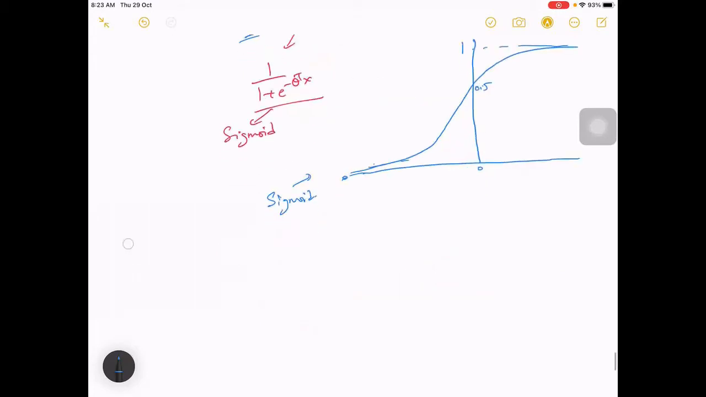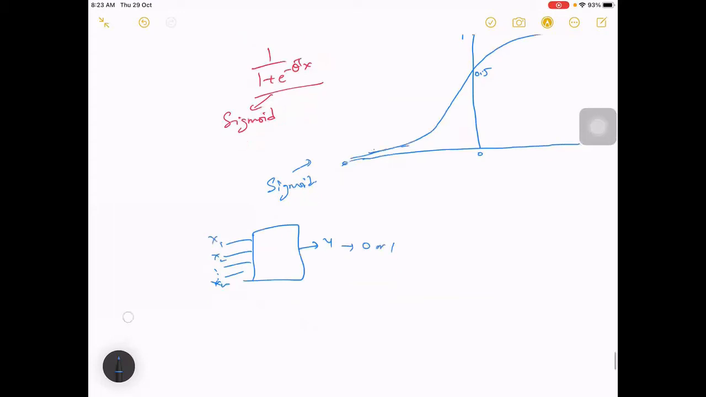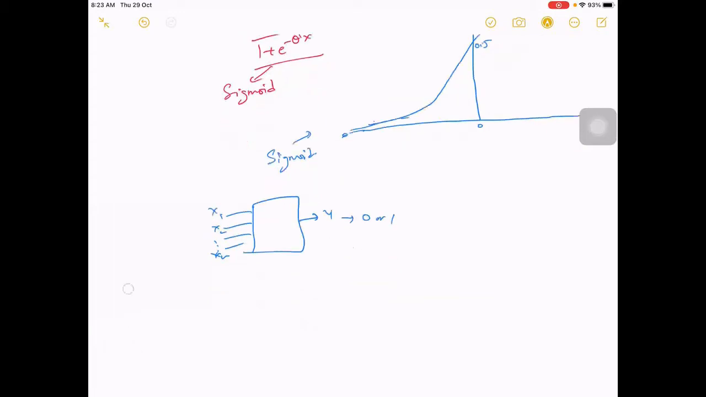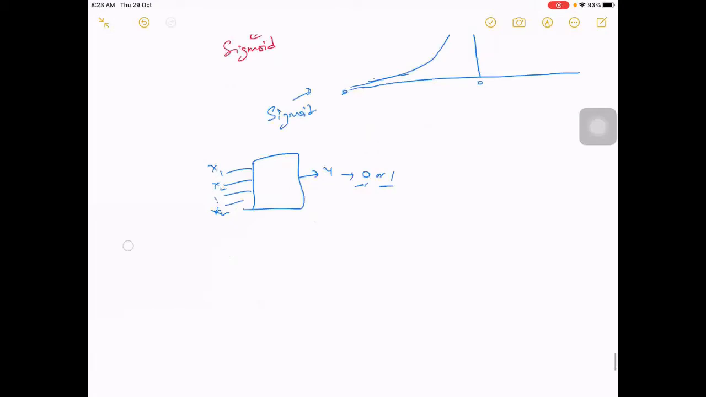If we are talking about binary classification, you have x1, x2, and so on up to xn, and you have only one output y, which is to be classified into 0 or 1, like a car or not a car. If it is towards 1, it is a car, and if it is 0, then it's not a car. In some cases we also discussed multi-class classification.